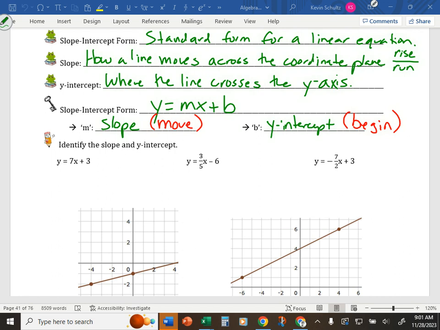Okay. Slope and y-intercept, y equals 7x plus 3. What is the slope of this equation, and what is the y-intercept of this equation? Let's get some voices I've not heard yet today. What is the slope of y equals 7x plus 3? Evelyn, 7. 7 is the slope.